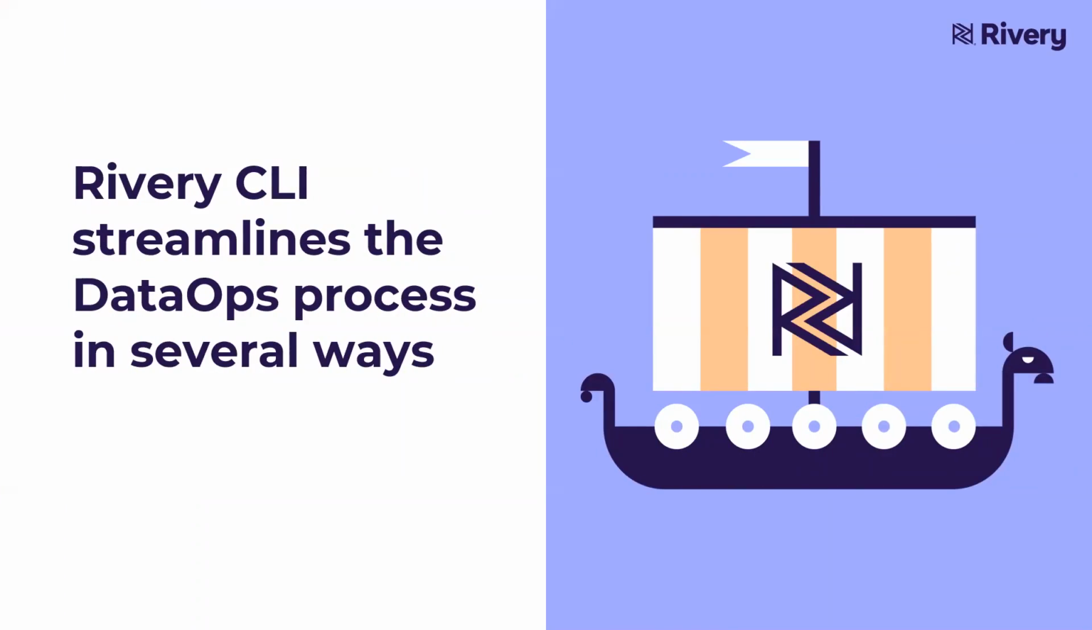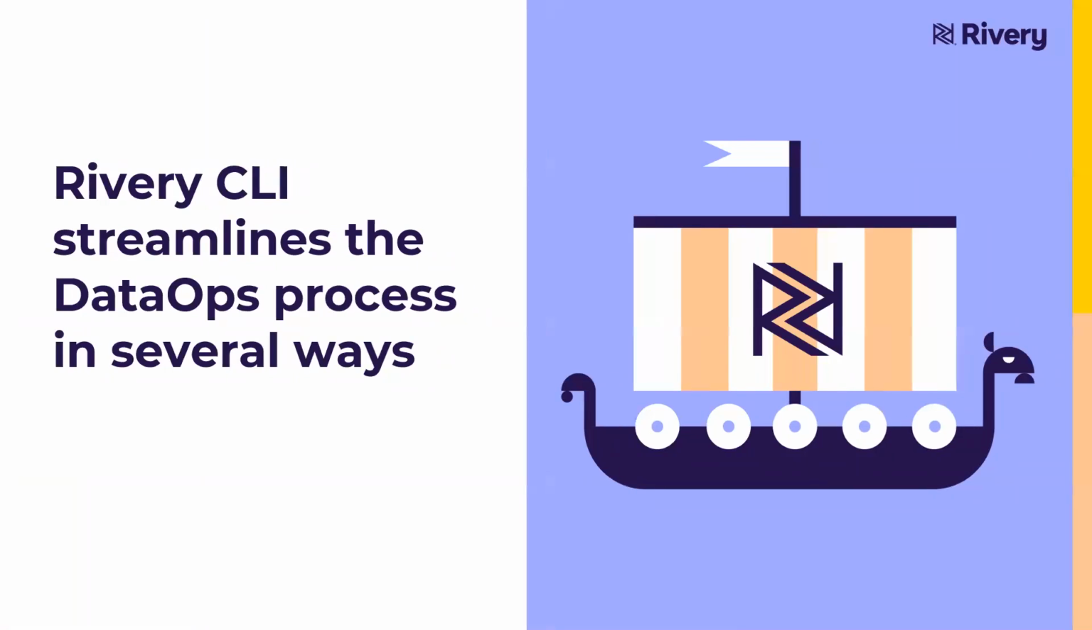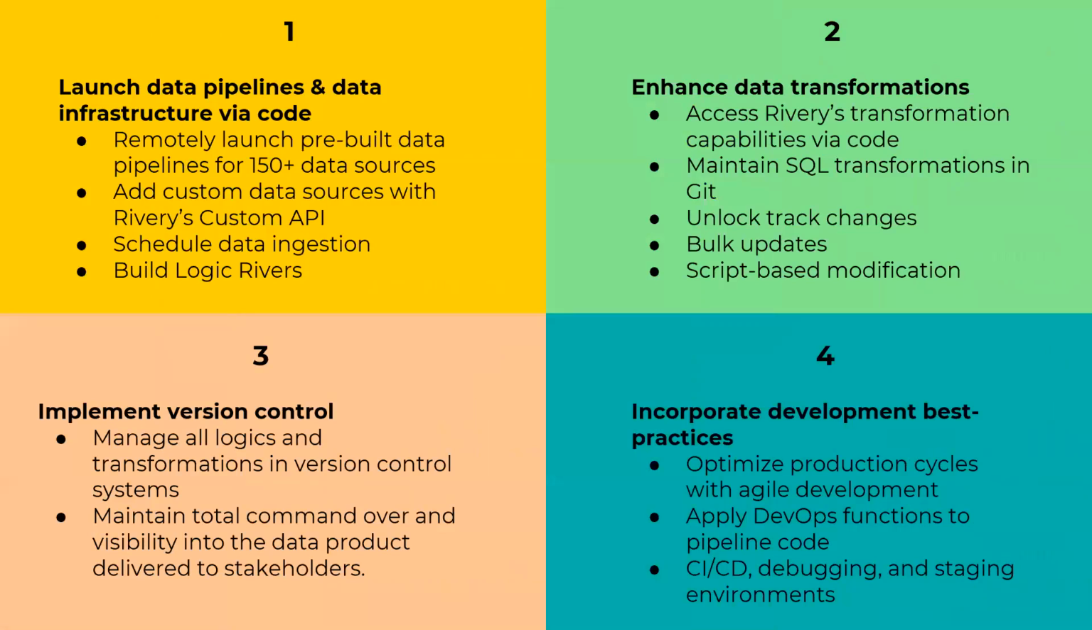So there are 4 key ways that using the Rivery CLI in your data team's workflow improves the data ops process, and I'm going to go over them one by one. The first one is the ability to launch data pipelines and other data infrastructure remotely via code. This is the infrastructure as code methodology that we're trying to implement with the command line interface. Essentially, it allows you to integrate Rivery data pipelines with external schedulers such as Airflow, or embed the executions as part of scripts built in other programming languages like Java or Scala.